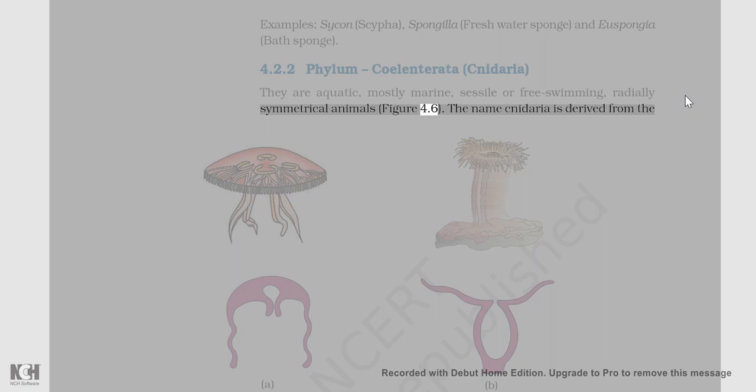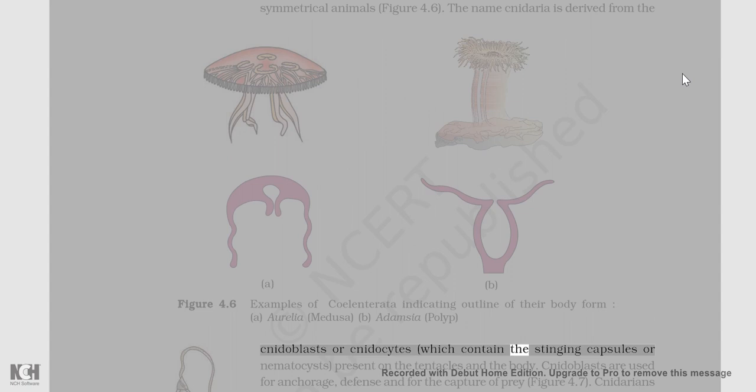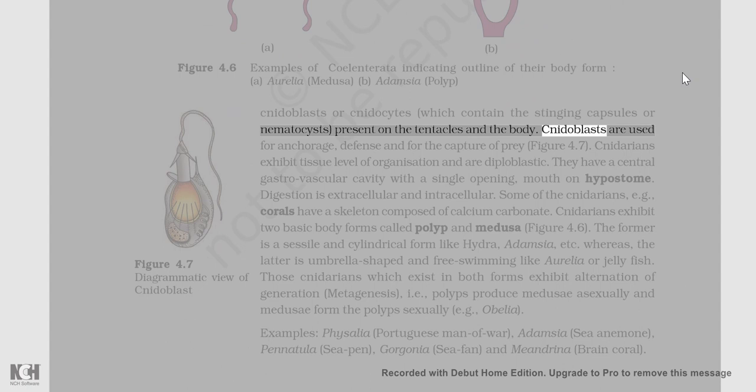The name Cnidaria is derived from the cnidoblasts or cnidocytes, which contain the stinging capsules or nematocysts, present on the tentacles and the body. Cnidoblasts are used for anchorage, defense, and for the capture of prey, figure 4.7. Cnidarians exhibit tissue level of organization and are diploblastic. They have a central gastrovascular cavity with a single opening, mouth on hypostome. Digestion is extracellular and intracellular.